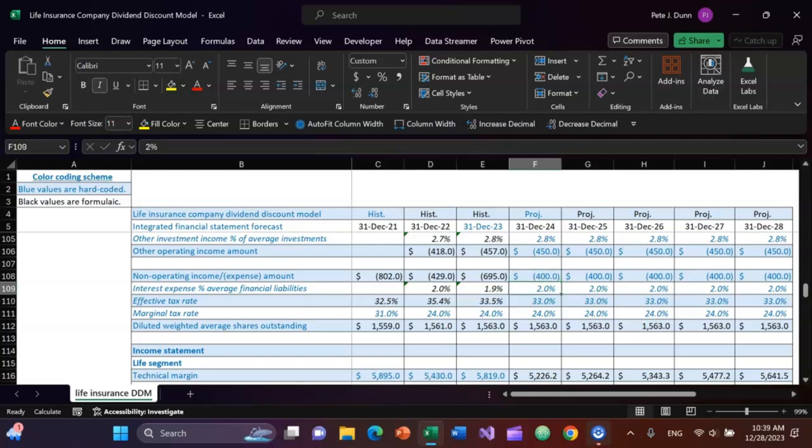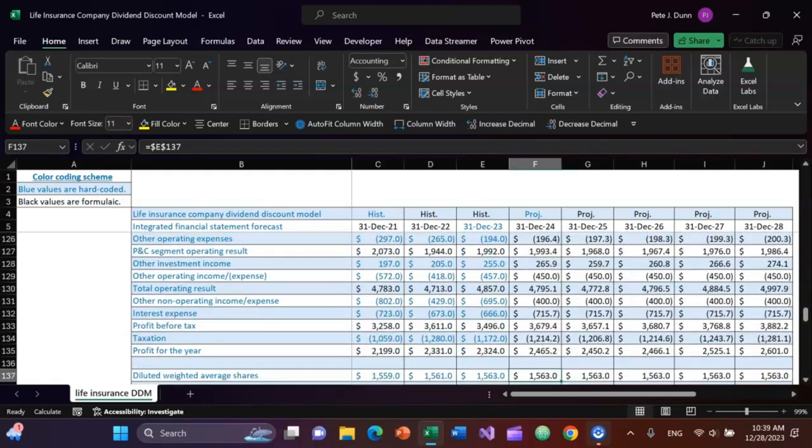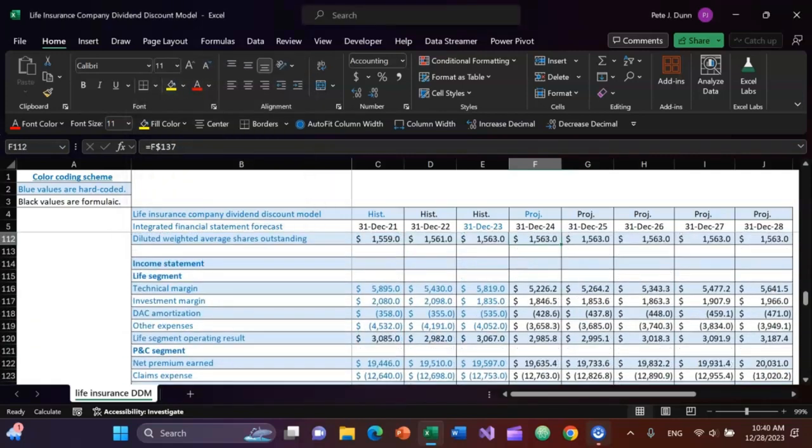I've got tax assumptions and interest expense assumptions for the financial liabilities. I assume diluted weighted average shares outstanding. That references row 137, so you can control F bracket to get there, F5 enter to get back.